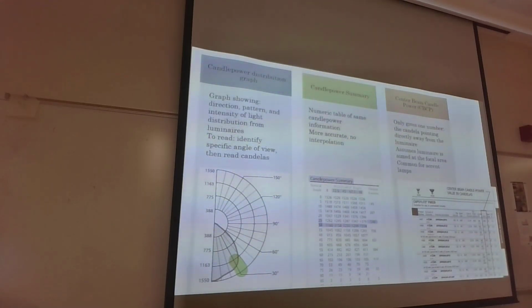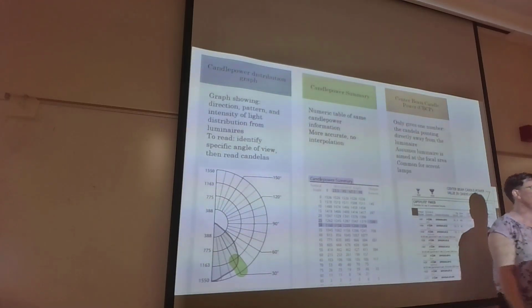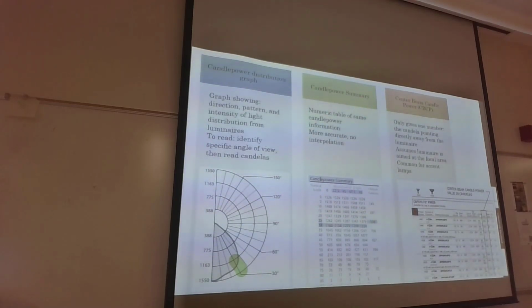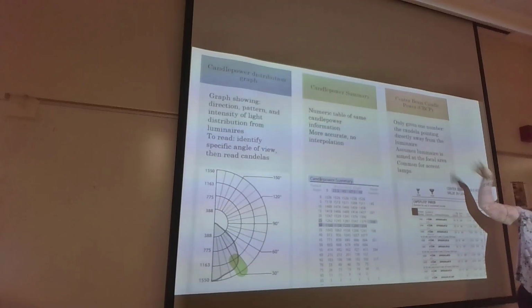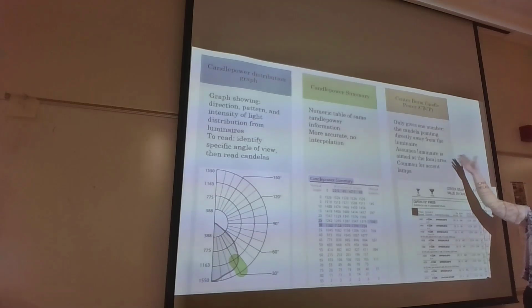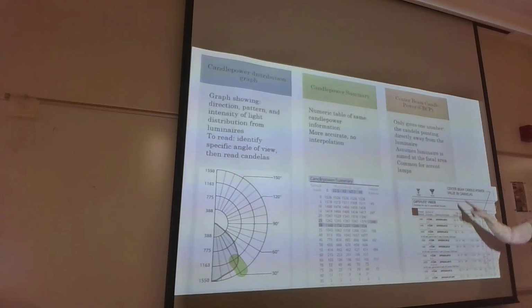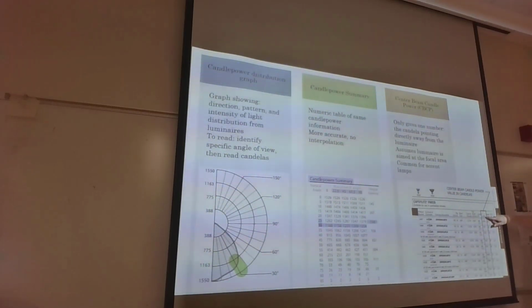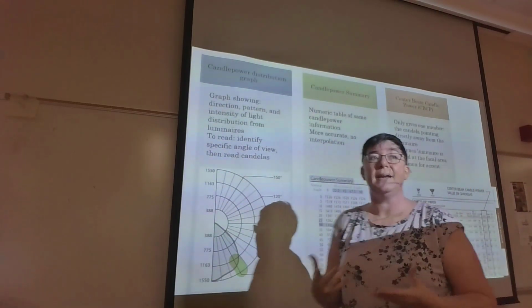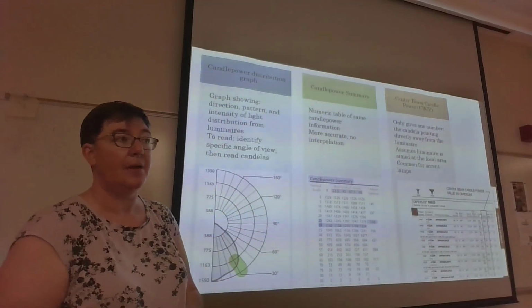It is not, unfortunately. In this case, a lot of the spotlight lamps will give what's called a center beam candle power number. Rather than give you all of this other data, they're like, you don't care about that. You only care about candela in one direction, directly down the center of the luminaire. They will only give one number, the candela pointing directly away from the luminaire. It assumes that the luminaire is aimed at the focal area. This is really common for accent lamps. It's going to look like this. It says CBCP, center beam candle power, and that value will be in candela. So this is what that kind of photometric data looks like, and how to read it.